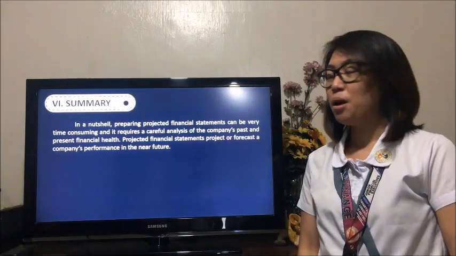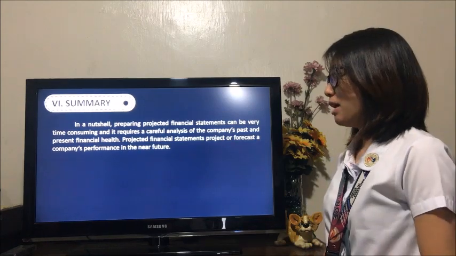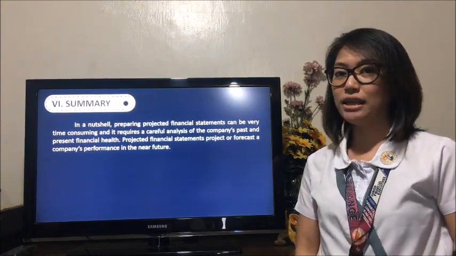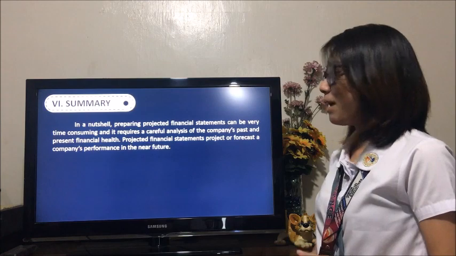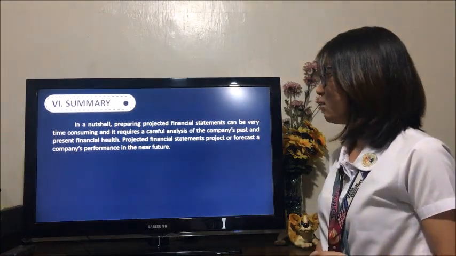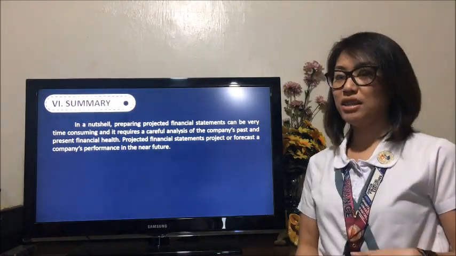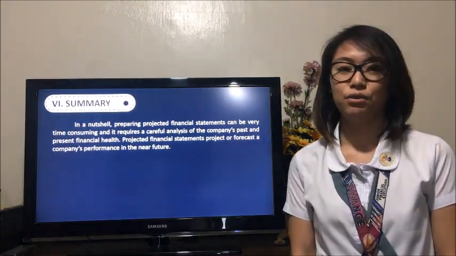In a nutshell, preparing projected financial statements can be very time-consuming, and it requires a careful analysis of the company's past and present financial health. Projected financial statements project or forecast a company's performance in the near future.